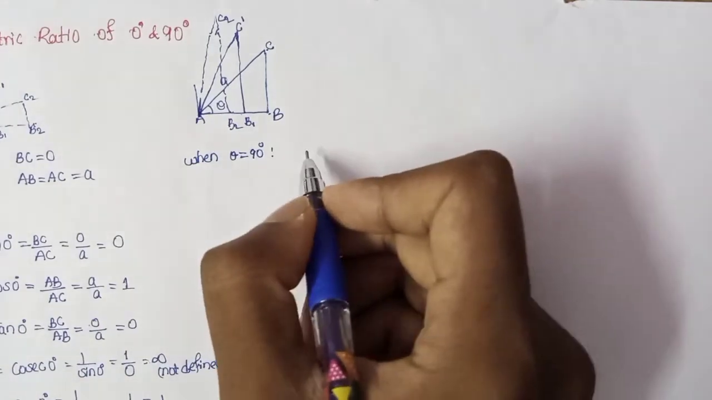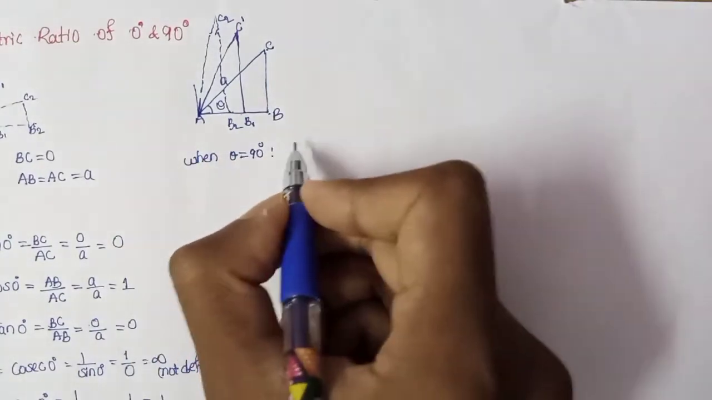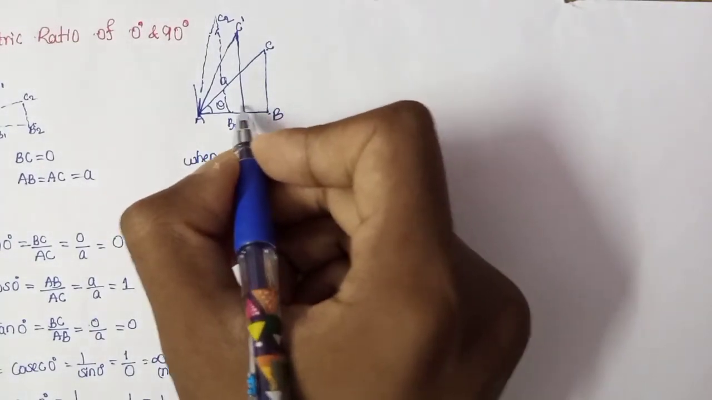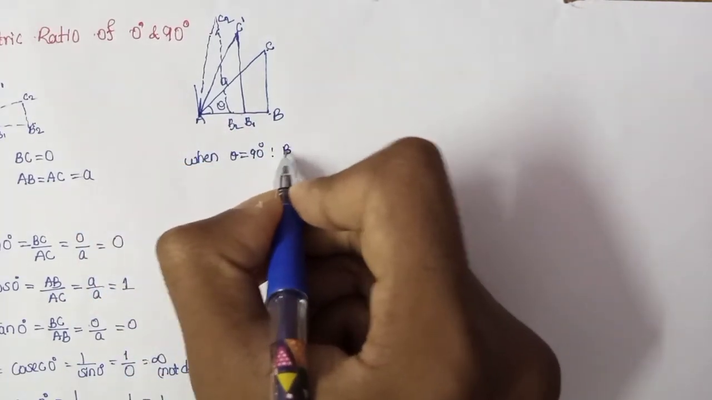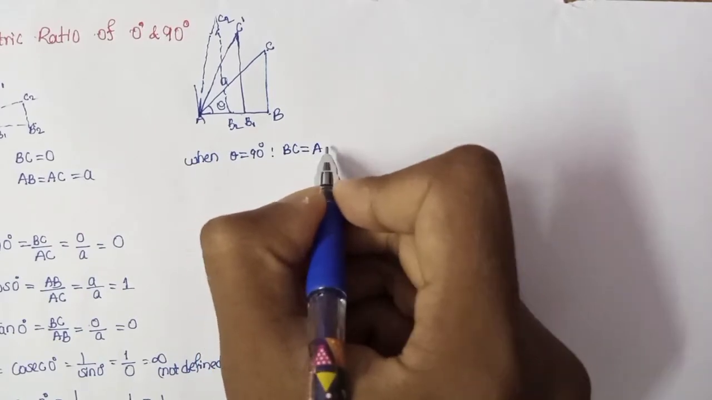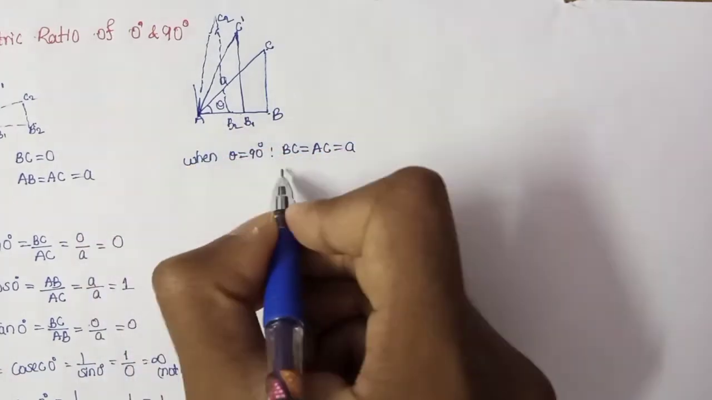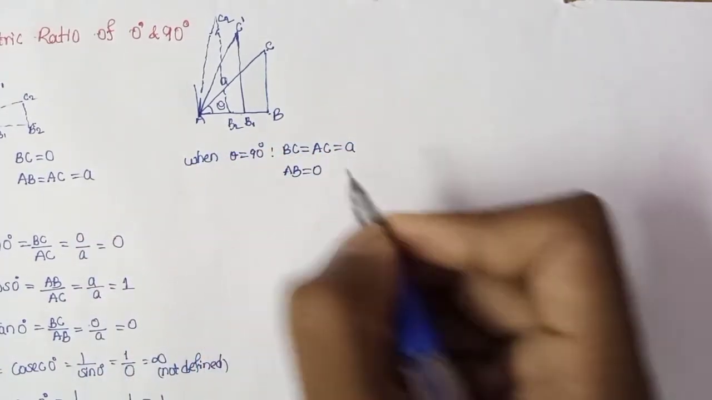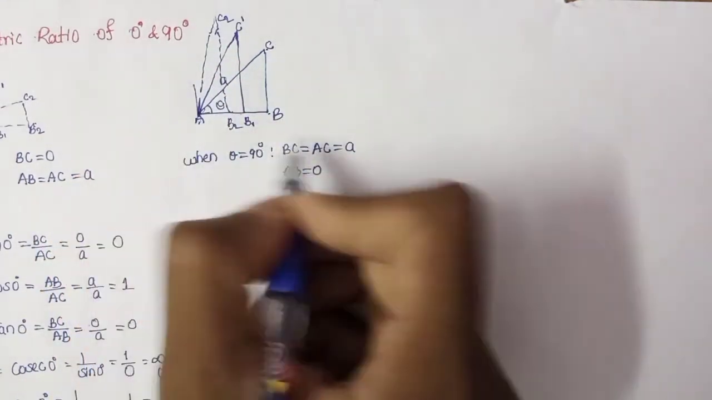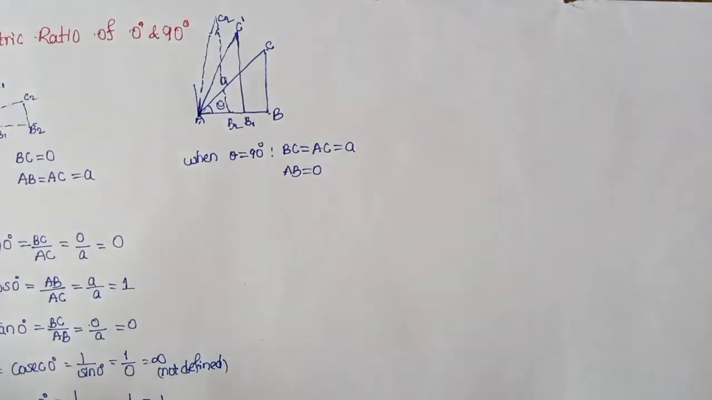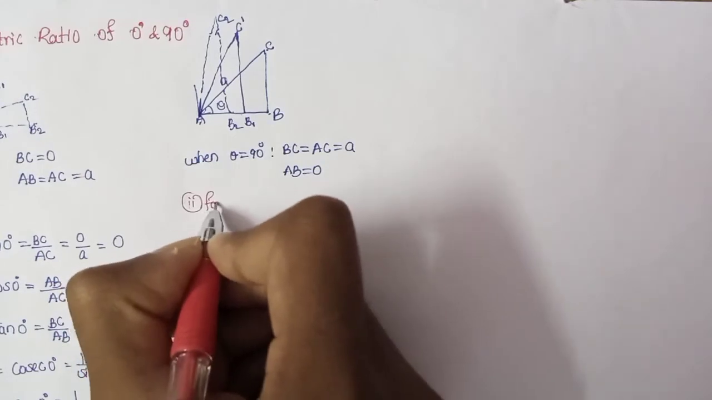what changes happen? Here AC is fixed, which is equal to A. So BC increases and becomes AC. That is, BC is equal to AC, which is equal to A, and AB shortens and becomes 0. At theta equal to 90 degrees, this comes into one line, so AB becomes 0. So from this relation we can find the values for 90 degrees.